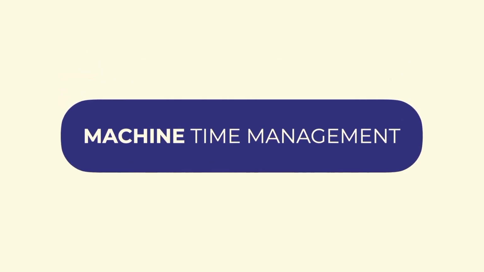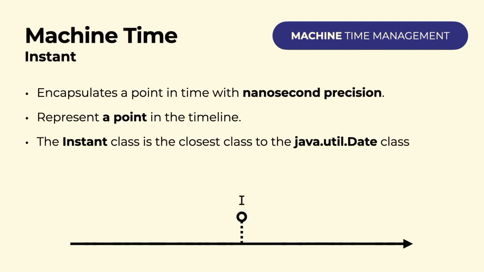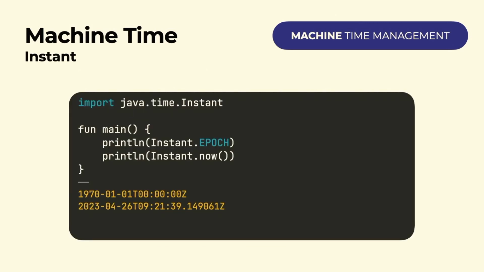Let's have a look at the machine time management. We have the Instant class. You might have seen this one. For me, I consider this as machine time management. It encapsulates a point in time in nanosecond precision. It represents a point in the timeline. And if we do the match with java.util.Date, it in java.time can be translated as an Instant. An example, if you do Instant.EPOCH, then we see that's the Unix epoch. If we do Instant.now, then you have the ISO format if you don't do anything, from the standard that we have seen before.